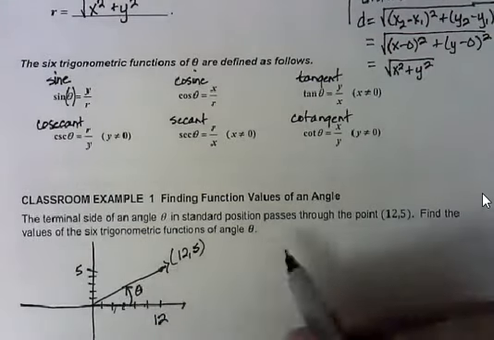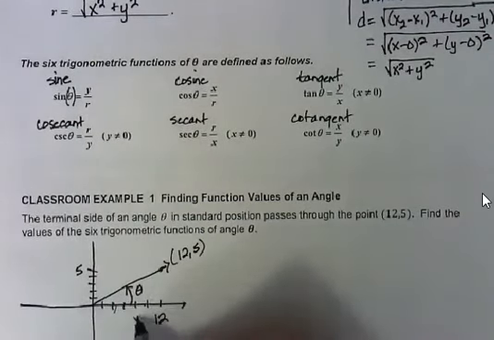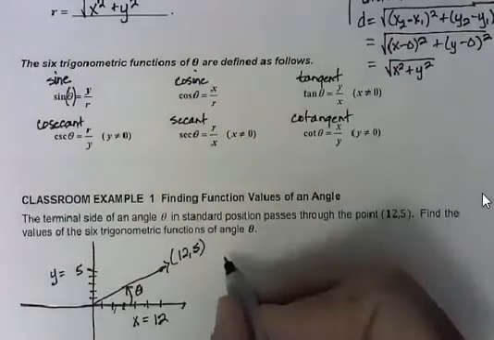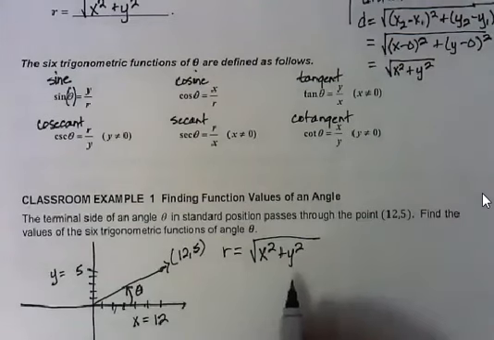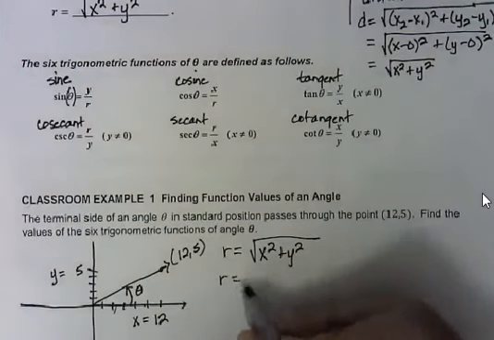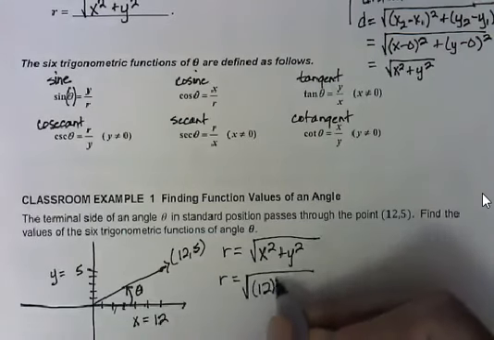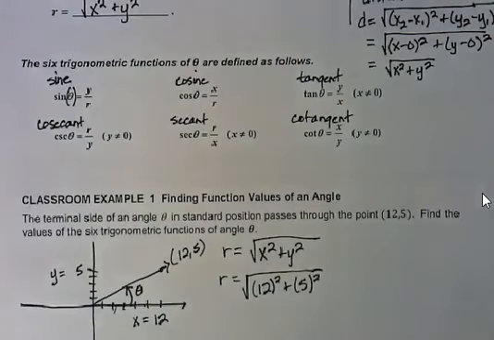Now, if I want to find the values of my 6 trig functions, I've got the x is 12, the y is 5. I need to find the r. So I'm going to use my formula that r is the square root of x squared plus y squared. And I'm just plugging in the x and the y. And when I do this, I'm always going to put the x and the y in parentheses. That way, if they're negative, I don't have to worry about whether the negative goes in or out, inside or outside of the parentheses.